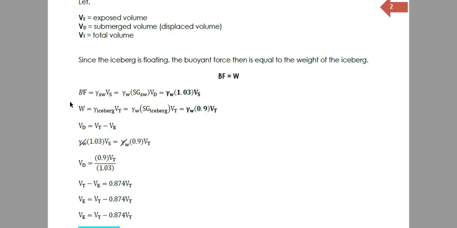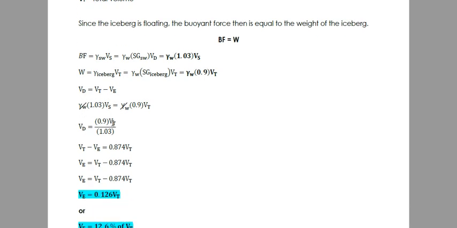Next, solve for the weight of the iceberg. The weight of the iceberg is equal to gamma of the iceberg times the total volume ng iceberg. So paano solve yung unit weight ng iceberg? Gamma of water times specific gravity ng iceberg, which is given to be 0.9. So the weight of the iceberg then is equal to gamma of water times specific gravity, which is 0.9, times the total volume. Now, pag in-expand natin, magiging ganito na siya.